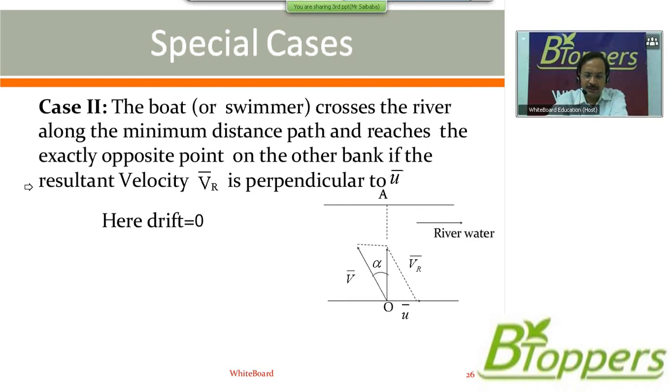That is, you must observe the distinction between the two cases. In case 1, to cross the river in minimum time, V bar should be perpendicular to U bar. But to cross the river along the minimum distance path, the resultant velocity VR bar should be perpendicular to U bar. That means here drift is 0. That means the distance covered parallel to the x direction is 0. So in this case, velocity V bar is directed at an angle alpha with the width OA of the river.